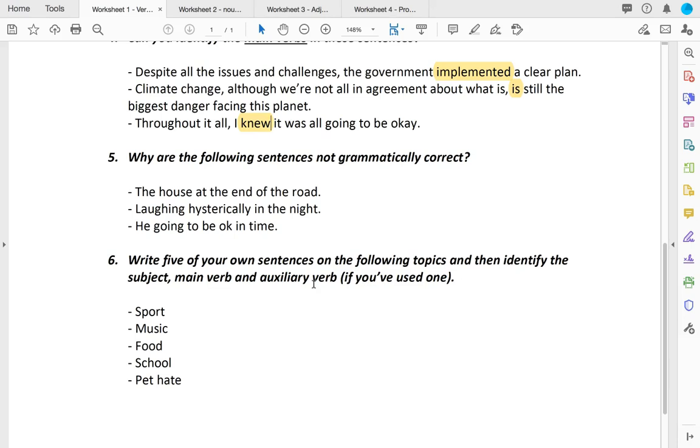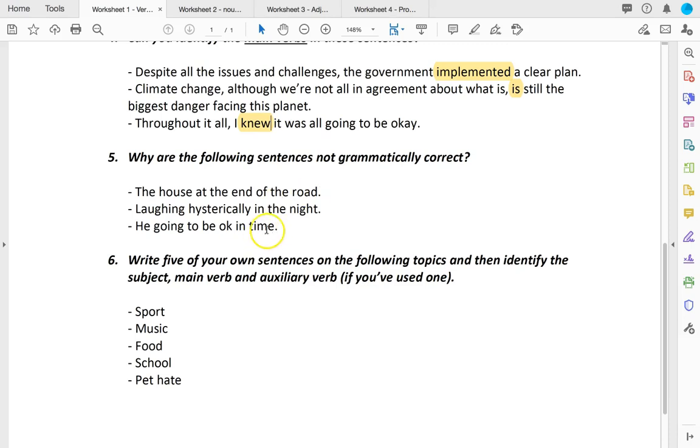We don't know if the house at the end of the road is frightening. We don't know if the house at the end of the road was the place where the party was on. But we have something missing. We have a subject but no verb. Laughing hysterically in the night. So we have the verb here, laughing, but we don't know who's doing it. We don't have a subject doing that verb.